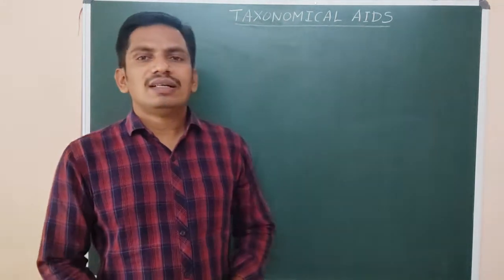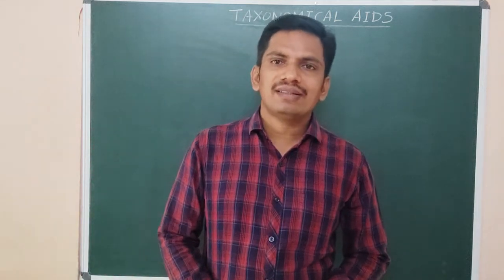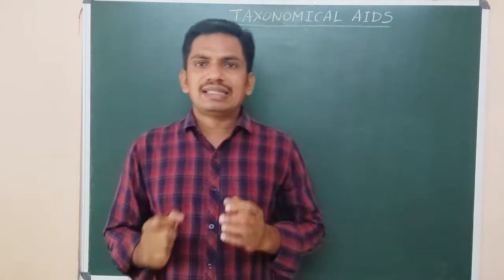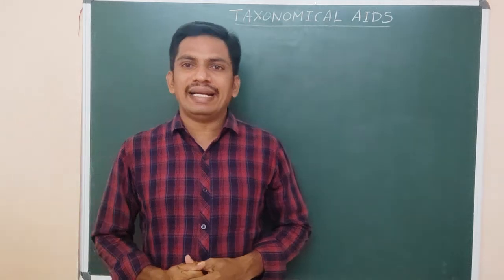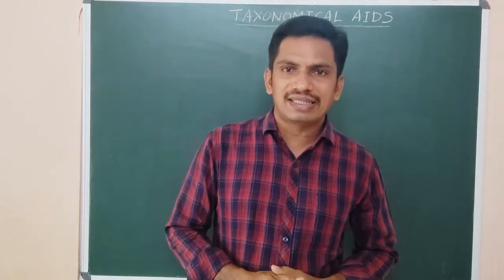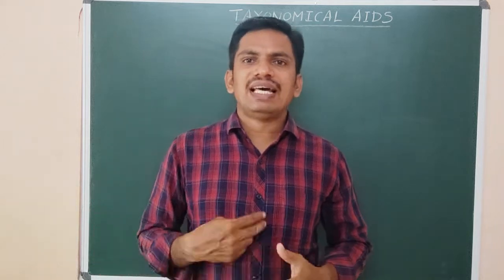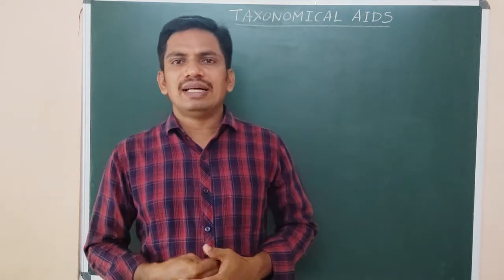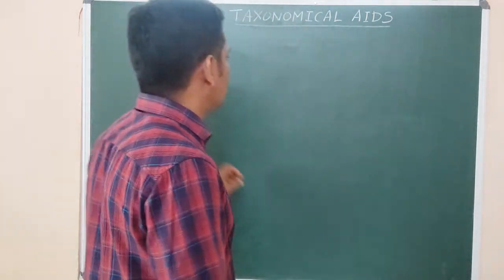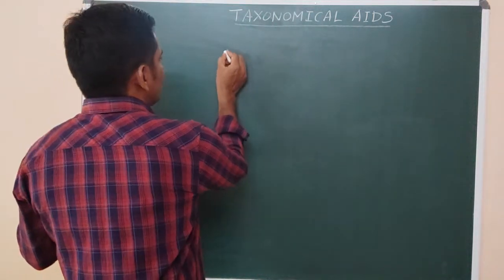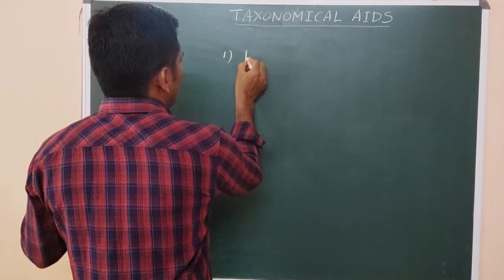Here are the Taxonomical Aids. The correct classification and identification in taxonomical studies requires specific aids, which help make classification and identification clear and easy. For that, the taxonomic aids, the first one is the herbarium.